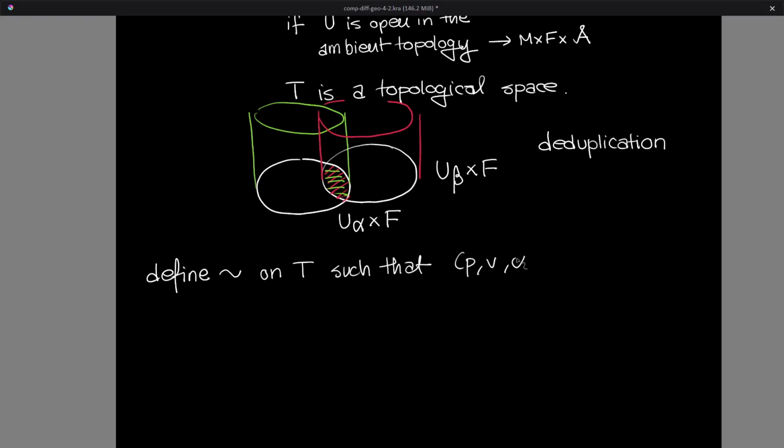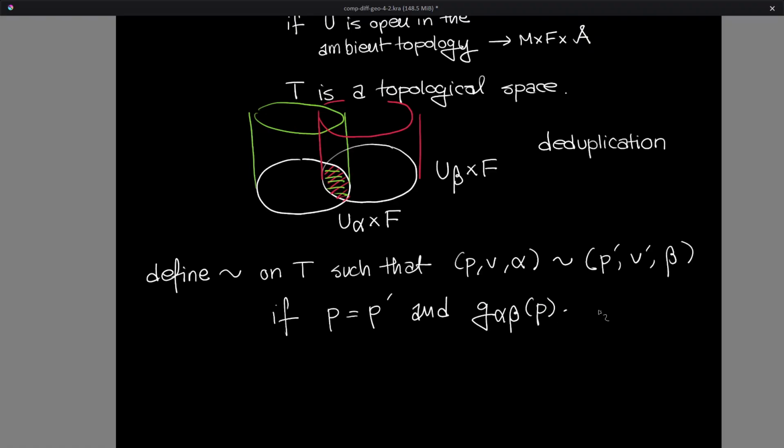P, V, alpha, a point on T, is tilde related to P prime, V prime, beta if P is equal to P prime. So P and P prime are the same point on M, and, let me make sure that this is correct. Yes. Oh, let me write this the other way. G alpha beta of P dot V is equal to V prime. So V and V prime are related by a linear transformation.